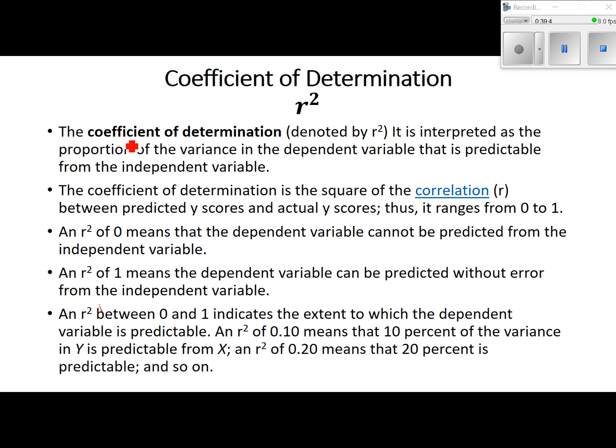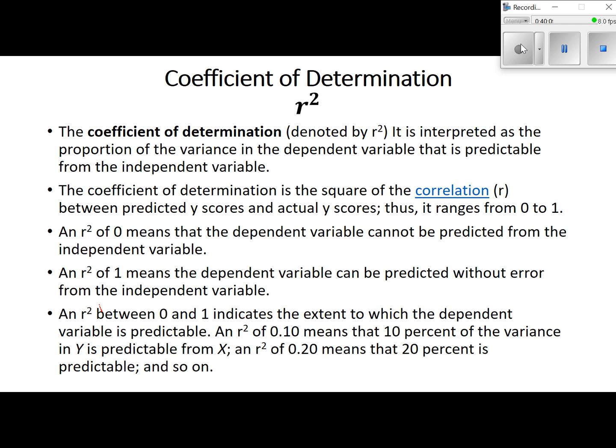All right, for R squared, the coefficient of determination. Some of this won't make a whole lot of sense, but I'll try to explain it after I go through some of it. R squared is the coefficient of determination. It is interpreted as the proportion of the variance in the dependent variable that is predictable from the independent variable.